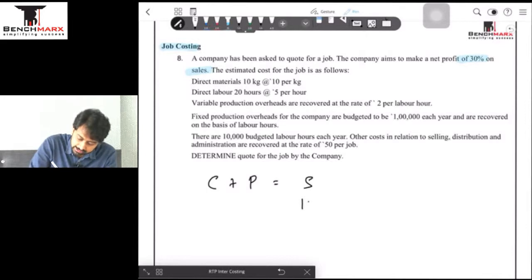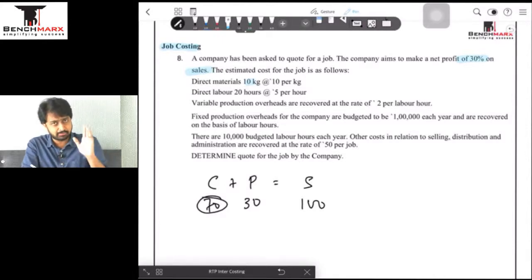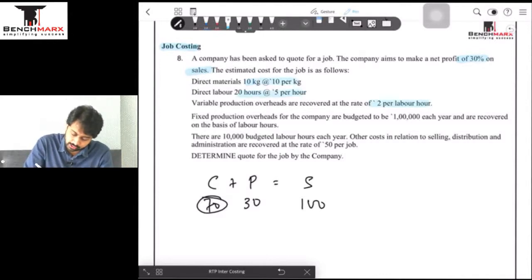Then direct material 10 kg at 10. That is given to us. ठीक है. Labor 20 hours at 5 given to us. Overheads are 2 per labor hour. ऊपर से labor hours मिलेगा, नीचे से rate मिलेगा. I can get the your overheads cost.